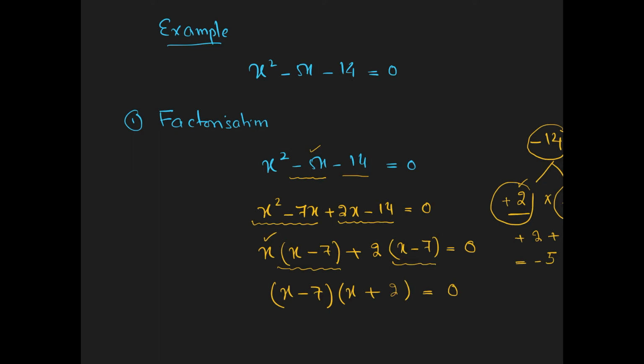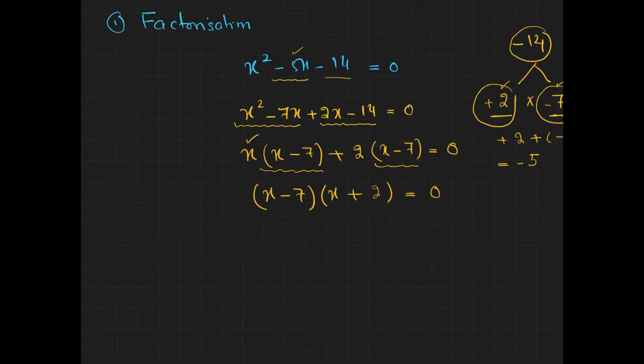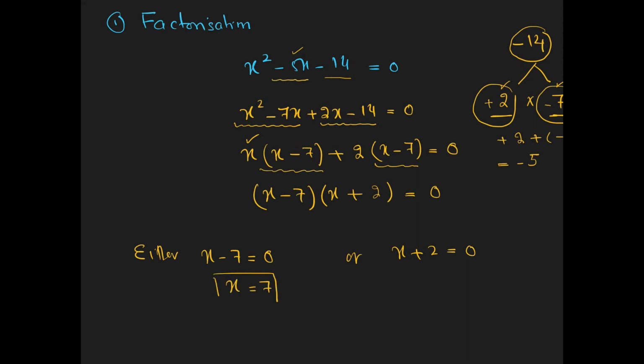Now, our quadratic equation is factorized. After completing the factorization, we can say either the first factor, which is x minus 7 in this case, is equal to 0, or the second factor x plus 2 is equal to 0. So, from here you will get one value of x, which is x is equal to 7, and from here you will get the second value of x, which is negative 2. So, these are the required roots of this equation when we work out the equation by factorization.